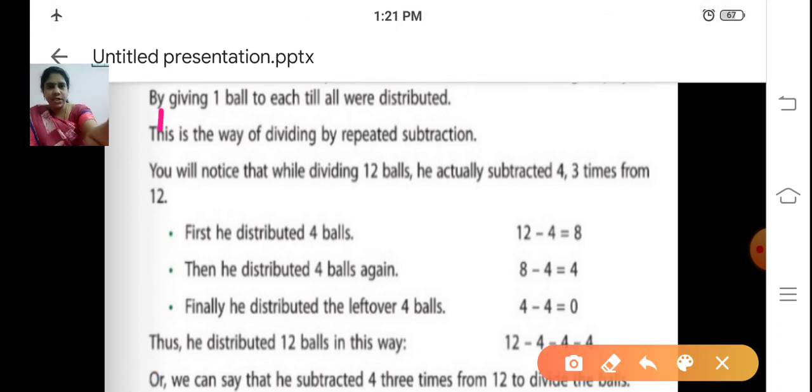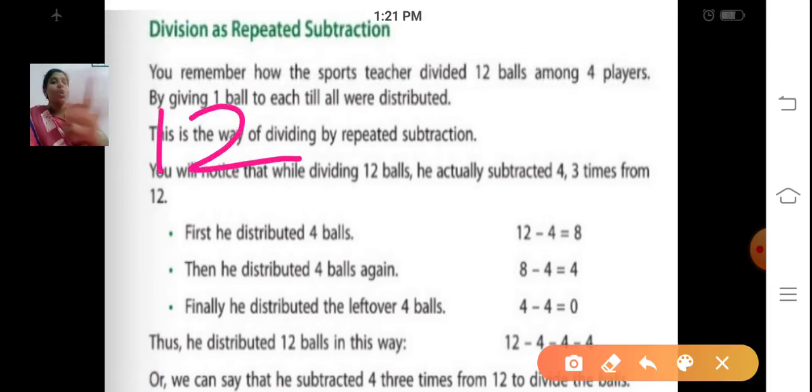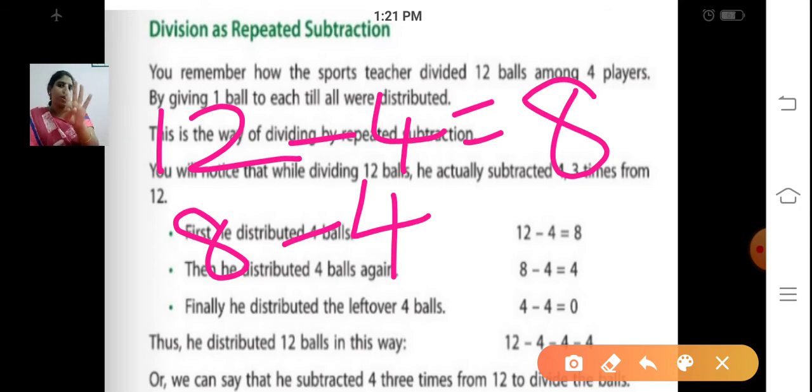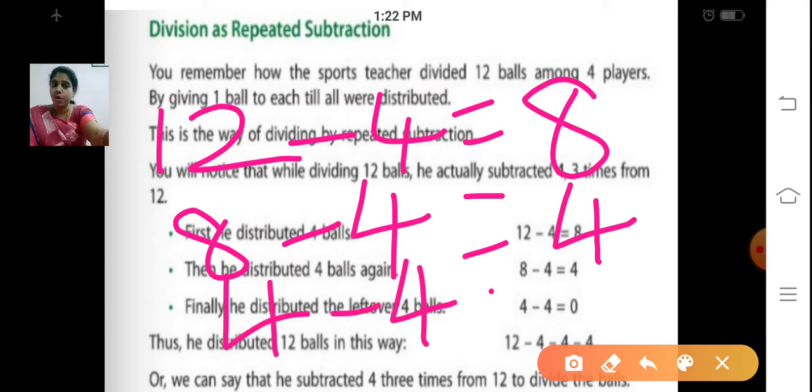Initially he was having 12 balls. How many players were there? 4 players. So he gave each one ball. So 12 minus 4 is equal to 8. Again from this 8 he distributed equally, right? Again he gave one ball each to 4 players. So 8 minus 4 is 4. Again from this 4 he gave 4 more balls. So the answer is 0.